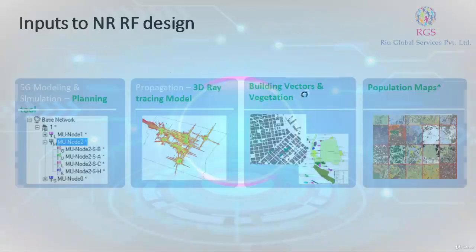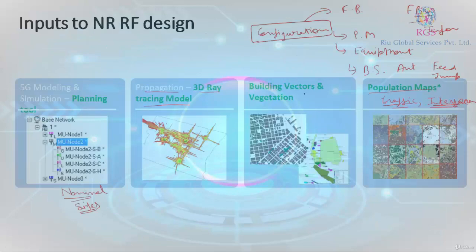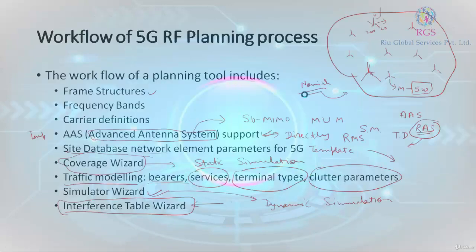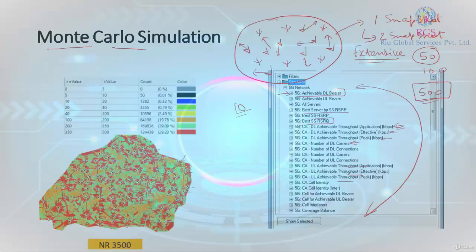So I'm going to rephrase what we all learned. You all now know what the inputs required in the planning tool are, you know the workflow, how a planning tool works, and we also know the basic difference between the Monte Carlo simulations and the static simulation. That's what we have in this chapter.